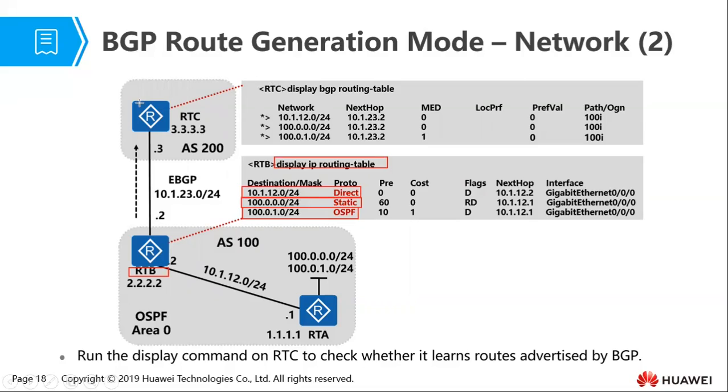Now, in RTC, we've advertised all these networks to RTC using BGP. So in RTC, if we use the command display BGP routing table, we can see that indeed we have those three networks, and if we want to go to any of these networks, our next hop is this interface on the BGP neighbor RTB. In a short while, we're also going to look at some of these other fields and understand what they mean. Okay, so that is how you use the network command.